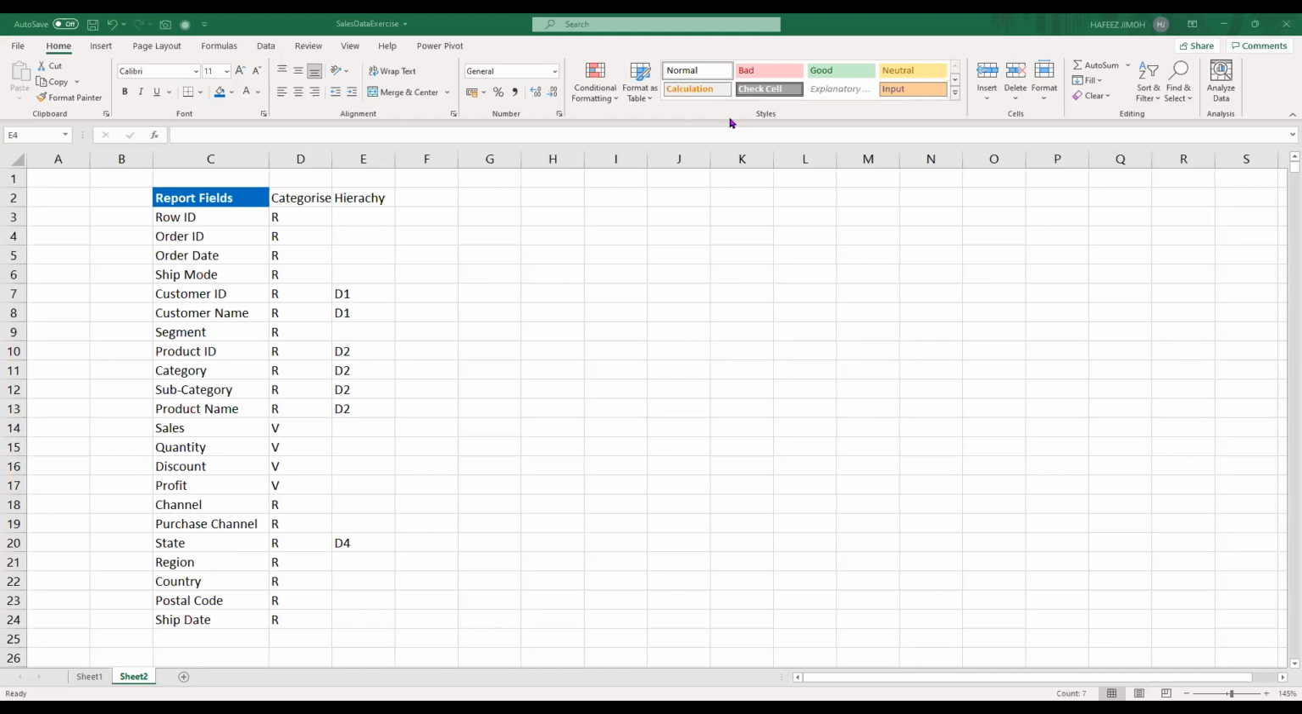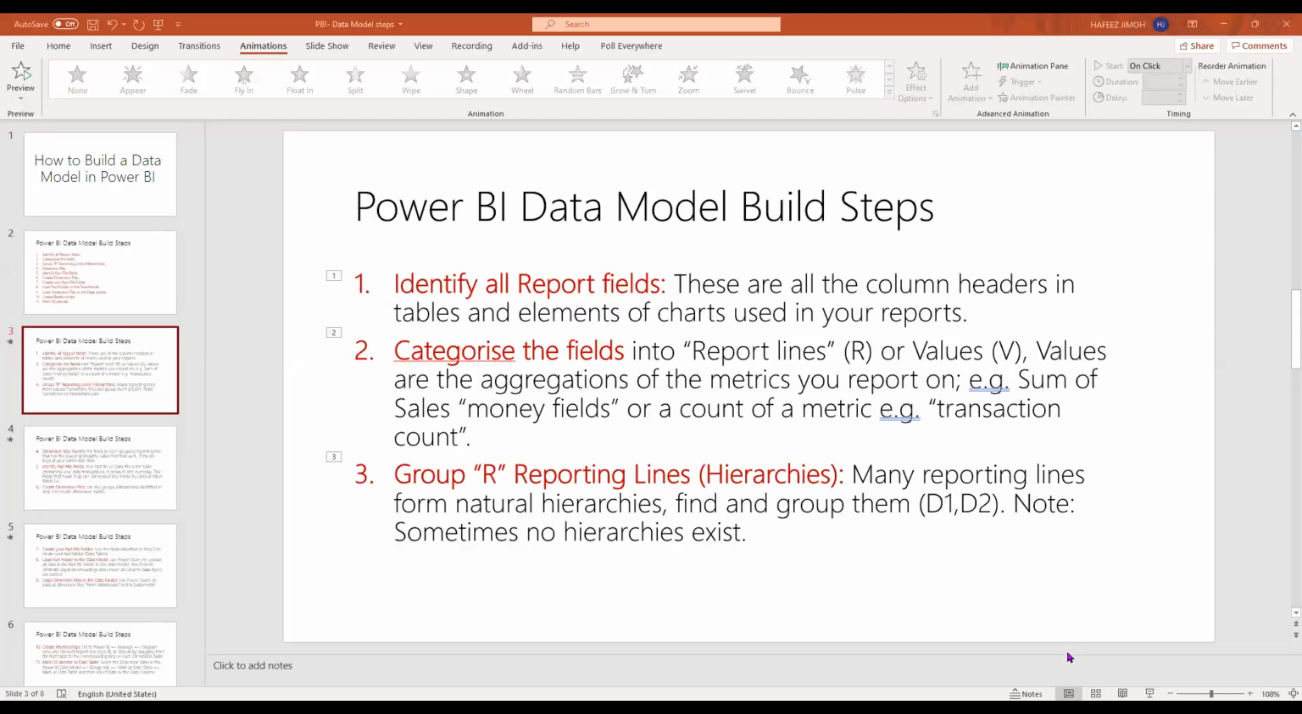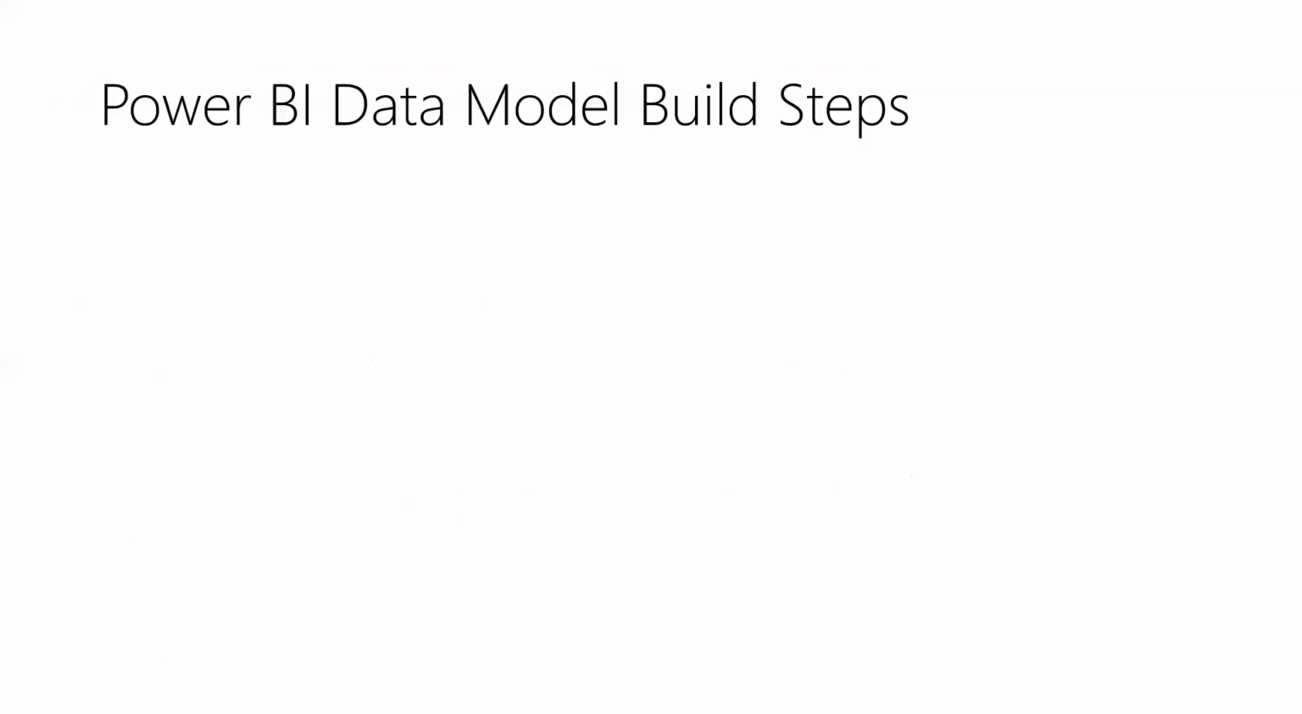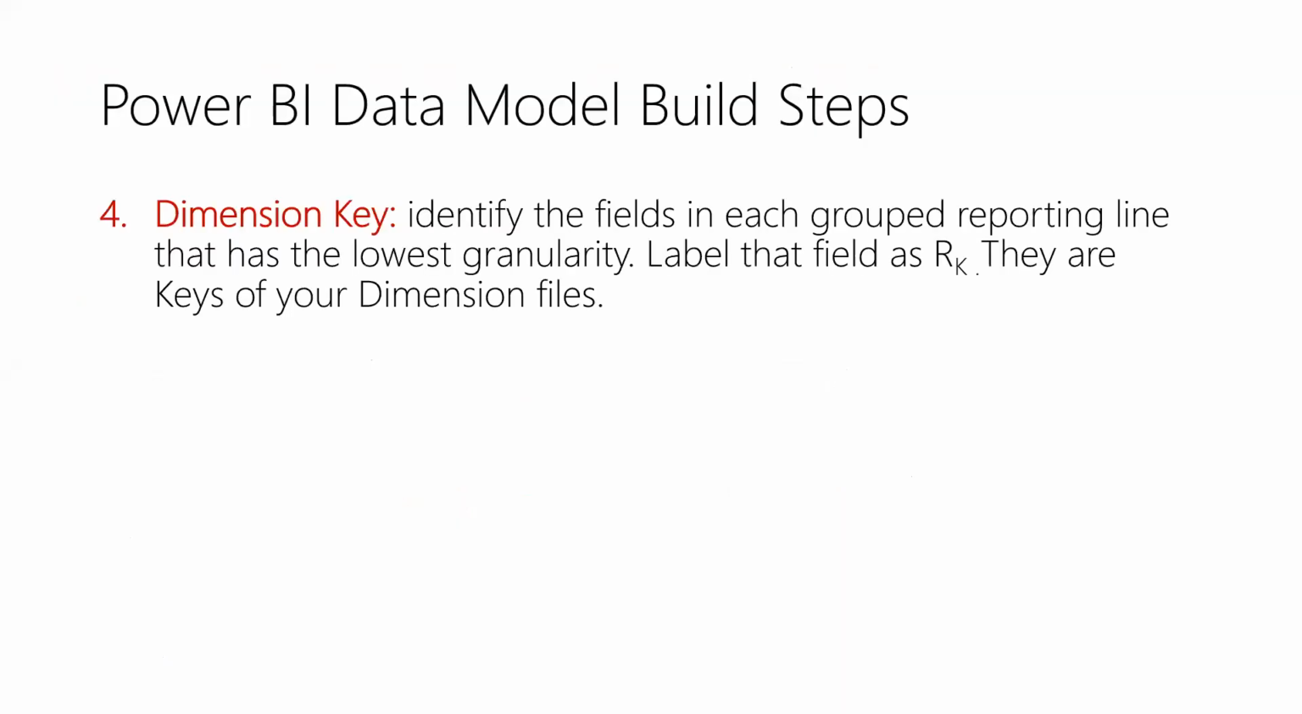Yeah. Okay, so you have grouped them into hierarchies now. So when you have grouped them into hierarchies, we want to move to step 4 now. Step 3 is done. Step 4 is dimension key. We want to identify dimension keys.